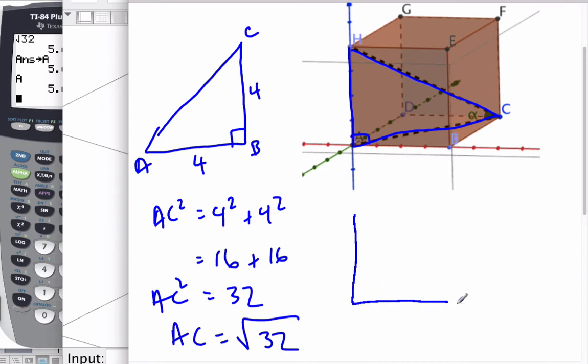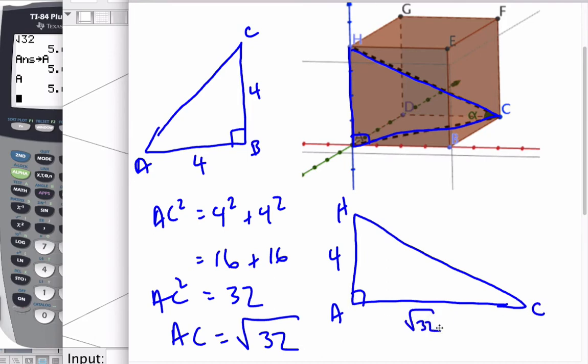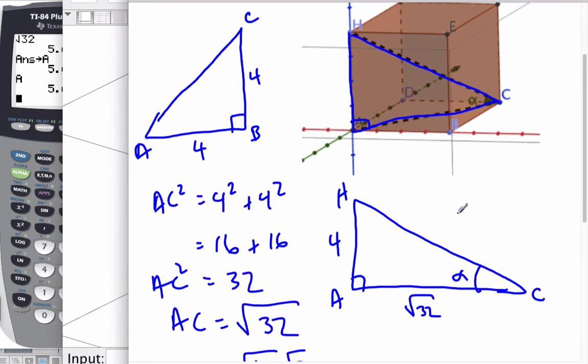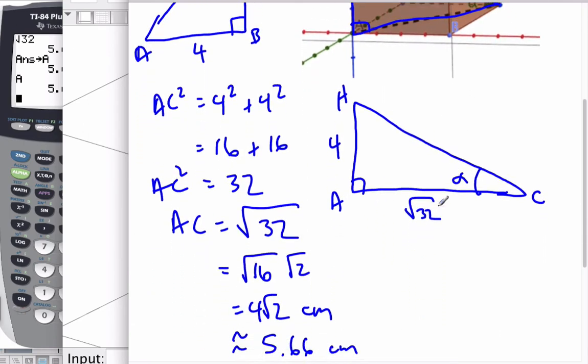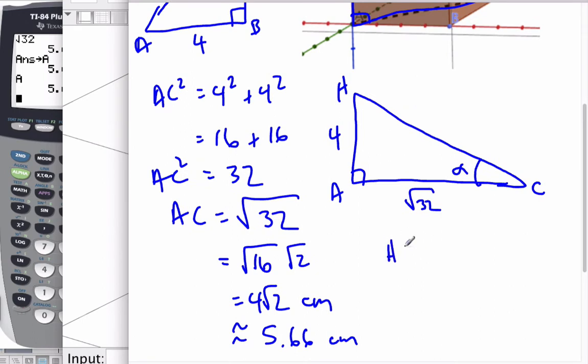Here's A, which is the right angle. This is H, and I know that height is 4, and this is C, and this length is square root 32, which is the 5.66. And I'm looking for HC. I also know that this angle here is alpha. So I'm dealing with this triangle now, and the question asks me to find HC.